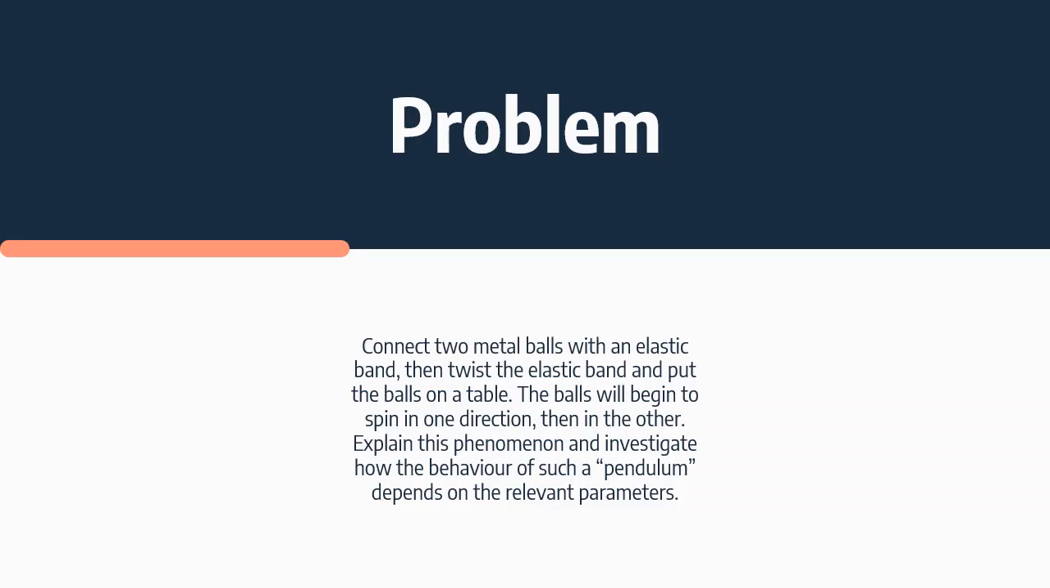So let's take a look at the problem statement. Connect two metal balls with an elastic band, then twist the elastic band and put the balls on the table. The balls will begin to spin in one direction, then in the other. Explain this phenomenon and investigate how the behavior of such a pendulum depends on the relevant parameters.